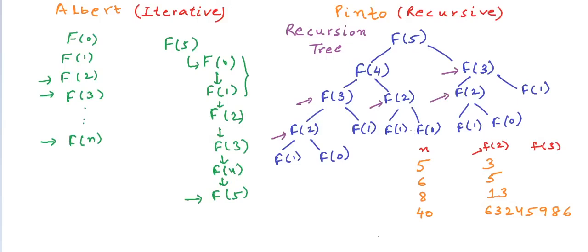You can also write a simple program to find out how many times f2 is being calculated or any other fi is being calculated. So as we can see from this example, recursion can sometimes be very simple and intuitive to write, but it could be expensive in terms of the time and space that it takes.